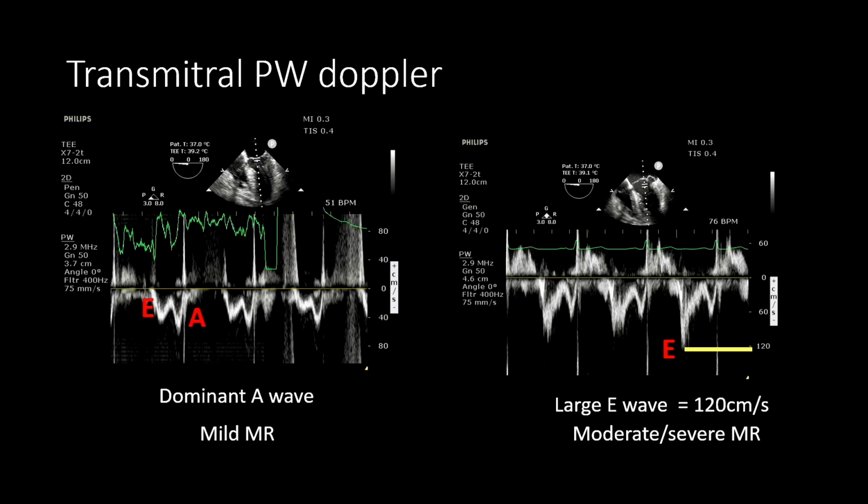Now the transmitral pulse wave Doppler does not quantify, but it acts as an adjunct to show where a dominant A wave will rule out severe MR. If you have a dominant A wave, there can never be a severe MR. Whereas a large E wave in the range of 100 to 120 centimeters per second will be suggestive of moderate or severe MR. But why is there a large E wave? It is because of the increased velocity which is occurring in the transmitral region. So that produces a large E wave. So you get an indirect idea if there is much more flow. So it can be because of severe MR.